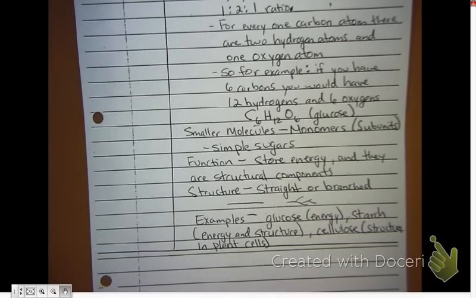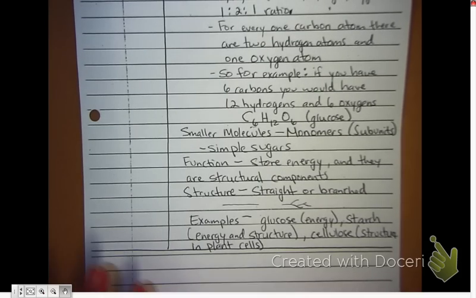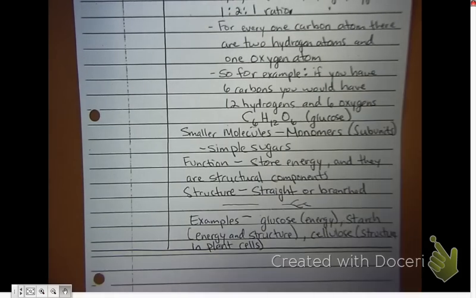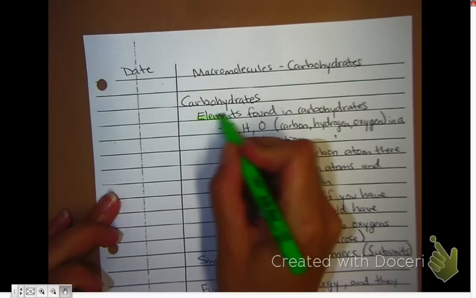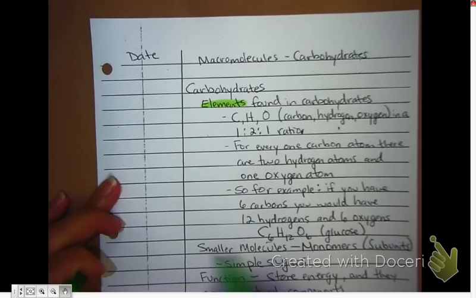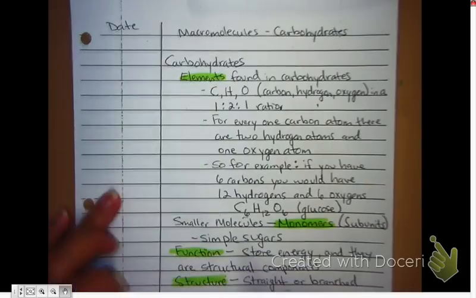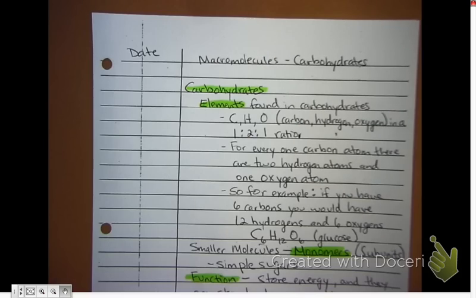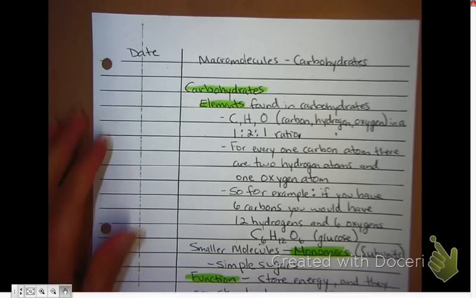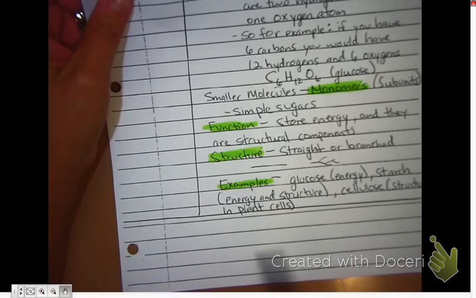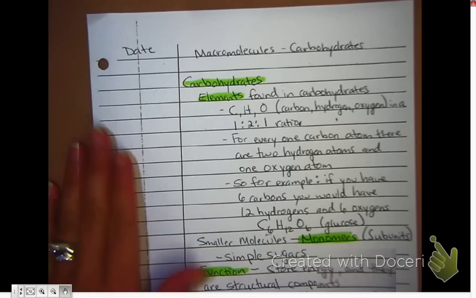Okay? We're going to take our highlighter and make sure we go through and highlight elements, monomers, function, structure, and examples, because you're going to need these. You can highlight carbohydrates as well. Make sure, again, that you put questions on the side, a summary at the bottom, and make sure you move on to the next video.